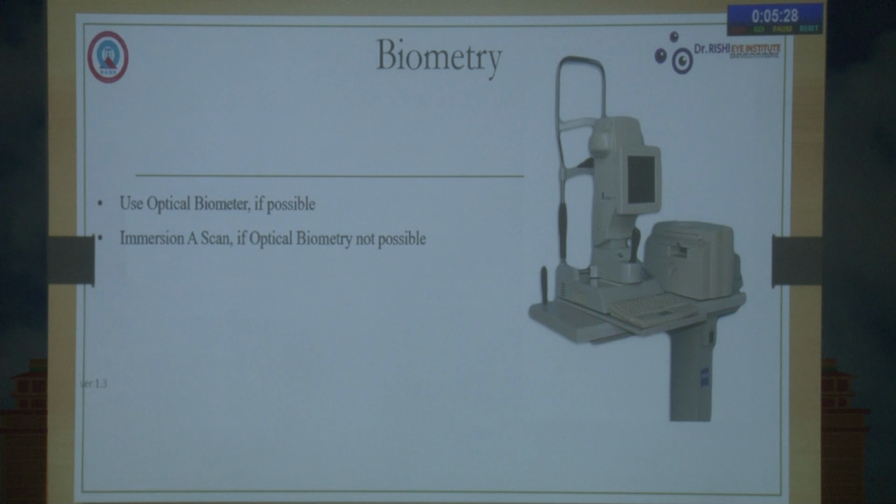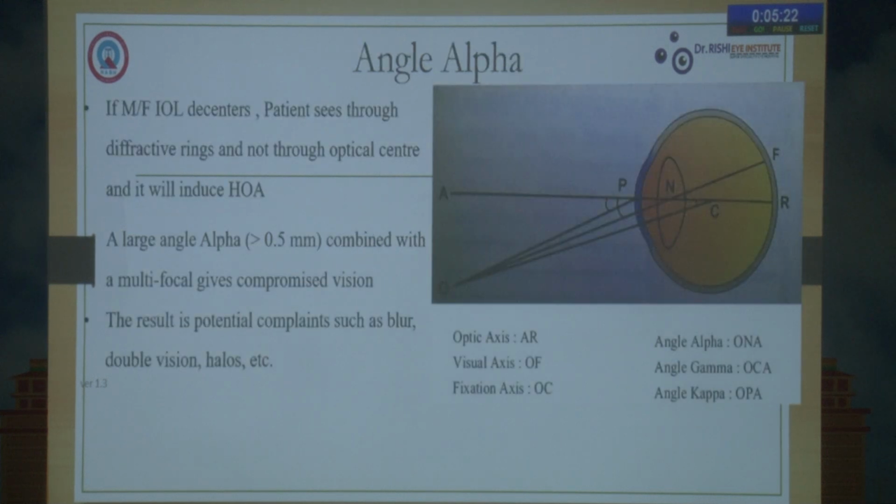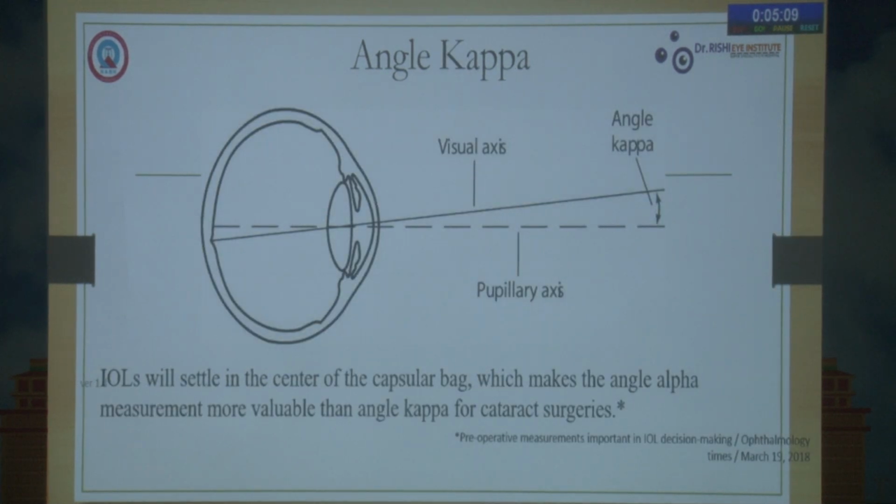A good optical biometry, and if it is not available, a good immersion A scan is very important for the premium IOL implantation. Then measurement of the angle alpha, because if the multifocal premium IOL decenters, the patient sees through the diffractive ring and not through the optical center, which increases the chances of blur or double vision. Measurement of angle alpha is more important than the angle kappa.